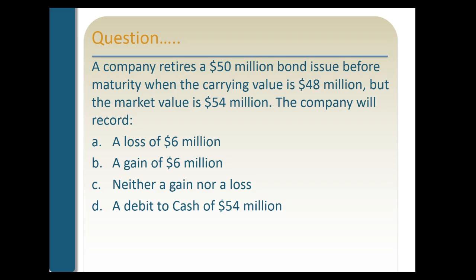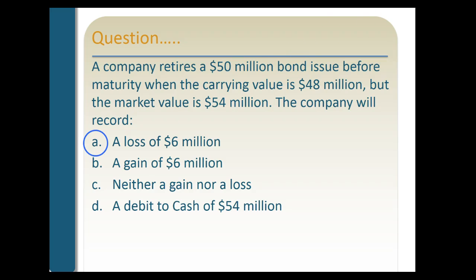Let's look at a question here. A company retires a $50 million bond issue before maturity when the carrying value is $48 million, but the market value is $54 million. Is the company going to record a loss of $6 million? A gain of $6 million? Neither a gain or loss? A debit to cash of $54 million? What do you think there?